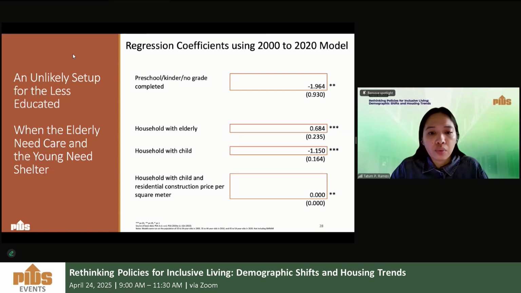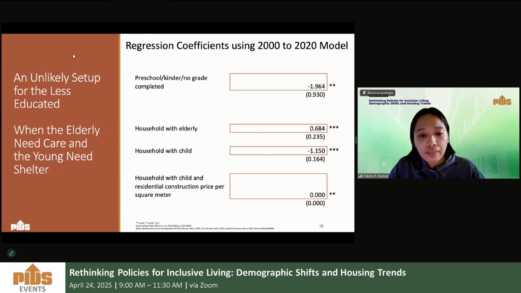For the next estimate, we are seeing that a higher proportion of individuals living in a household with elderly increases the proportion of individuals living in extended and multifamily households. So what we're seeing is that this actually may be reflecting the elderly care arrangement in the Philippines. Some of the elderly may actually prefer to be taken care of by their relatives instead of non-relatives.